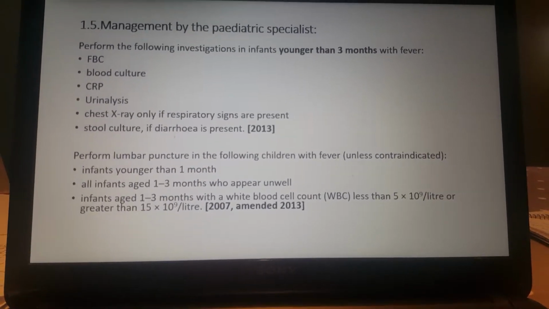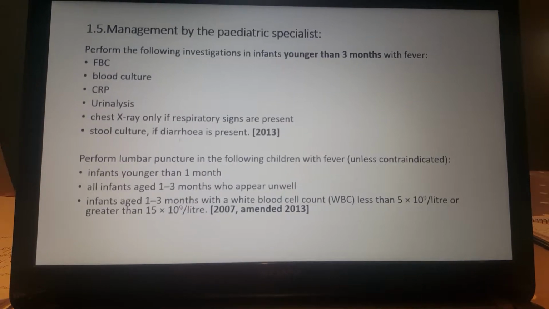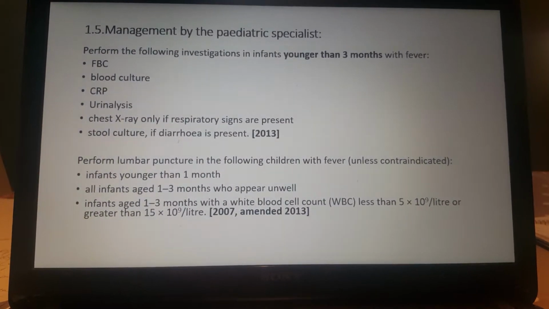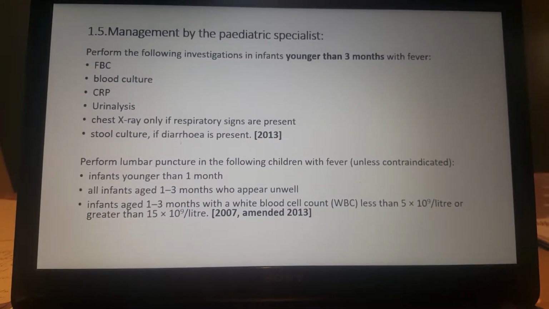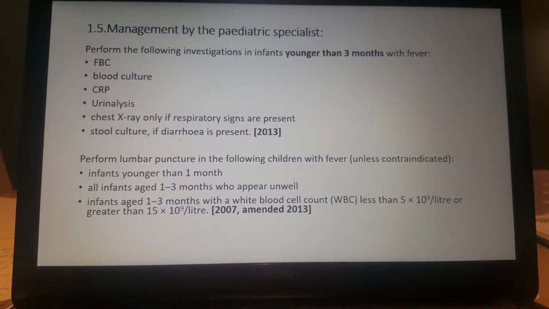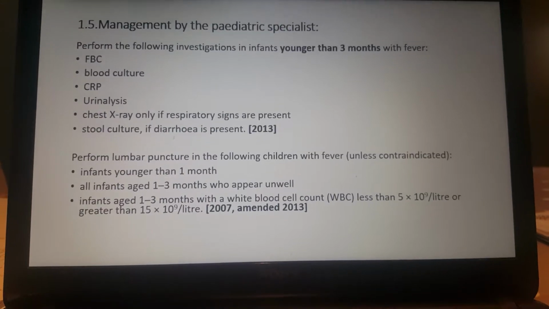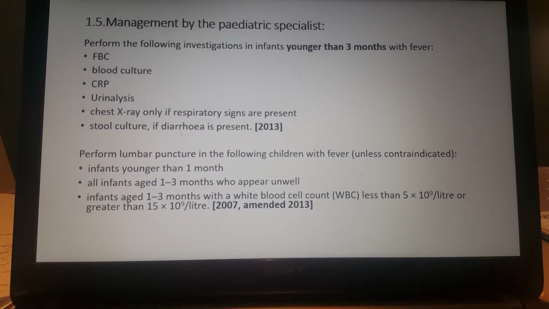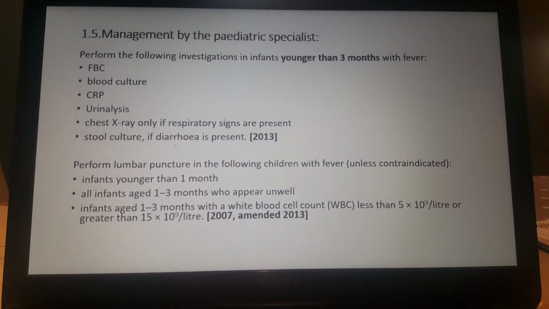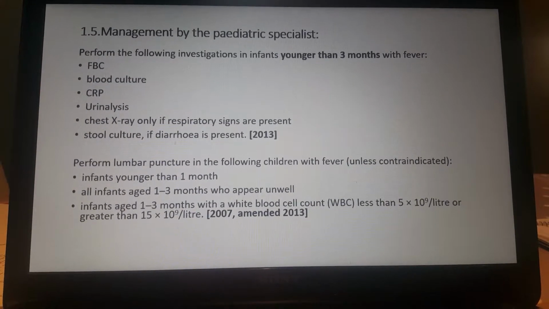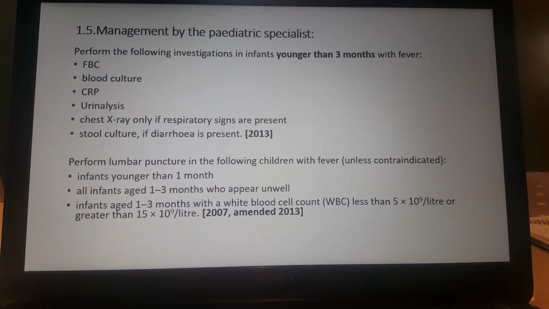Moving on to the management by the paediatric specialist. In secondary or tertiary care, you should be performing the following investigations in those younger than 3 months who present with a fever. So they should get a full blood count, a blood culture, a CRP, a urinalysis, a chest x-ray if there are respiratory signs, and a stool culture if the child has diarrhea.